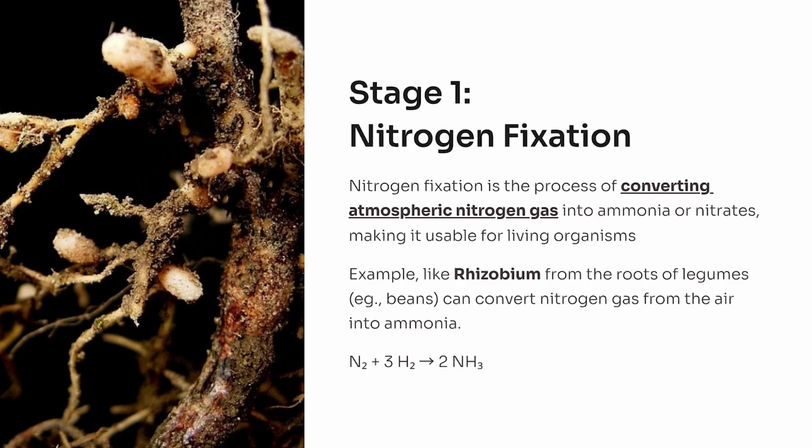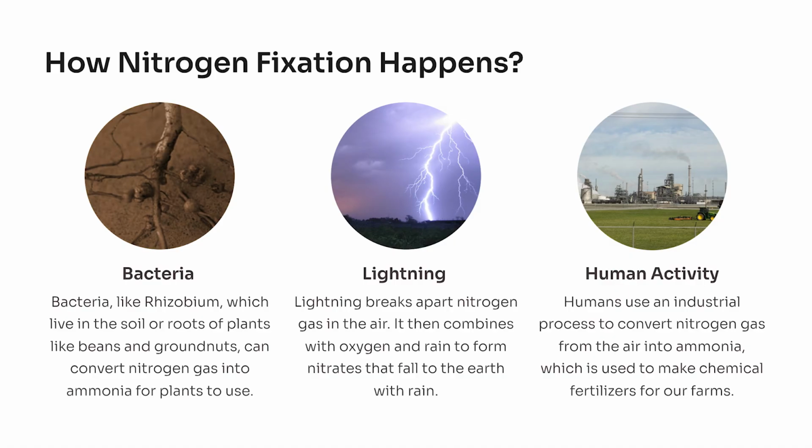Through nitrogen fixation, atmospheric nitrogen becomes part of the soil, ready for plants to use. It's the first step that makes all the others possible. There are 3 main ways nitrogen gas from the air can be changed into a usable form for plants. First, by bacteria.